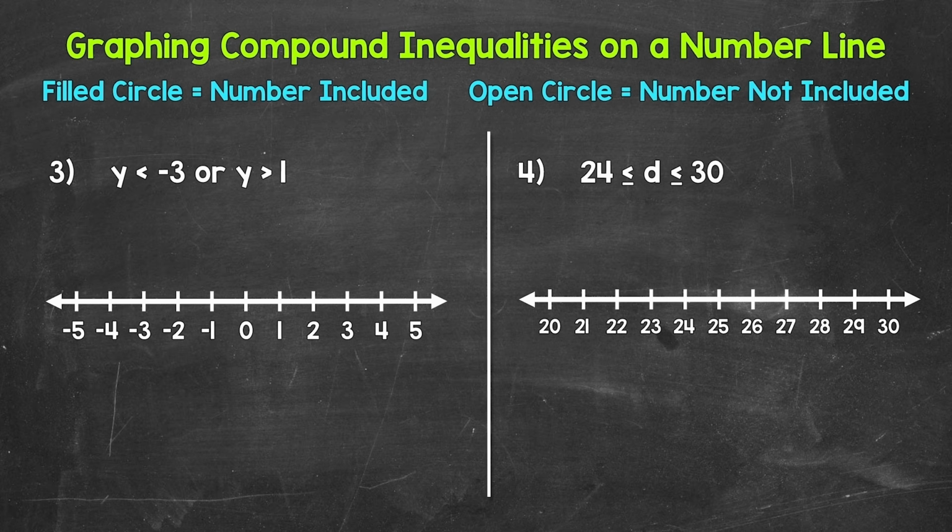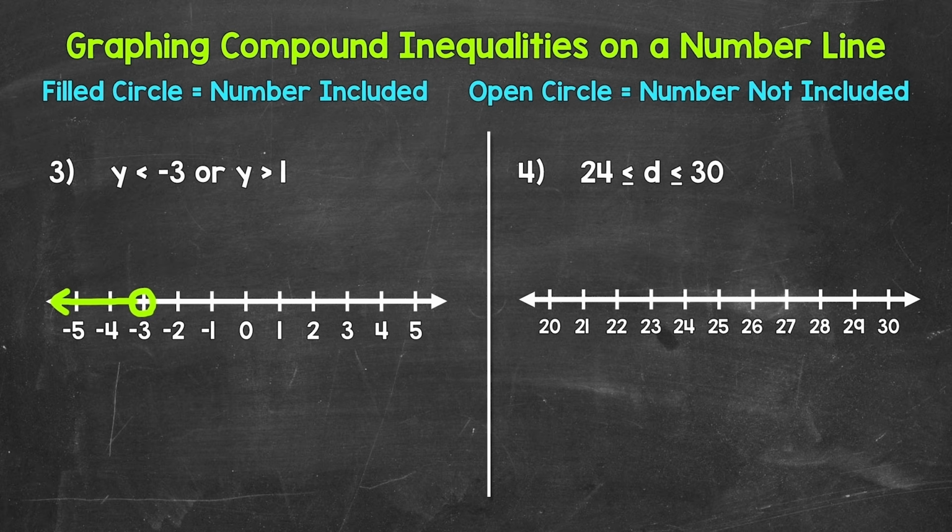Let's jump into number 3, where we have y is less than -3 or y is greater than 1. Let's start with y is less than -3. We need an open circle at -3. -3 is not included. And then we need an arrow going left representing everything less than -3.